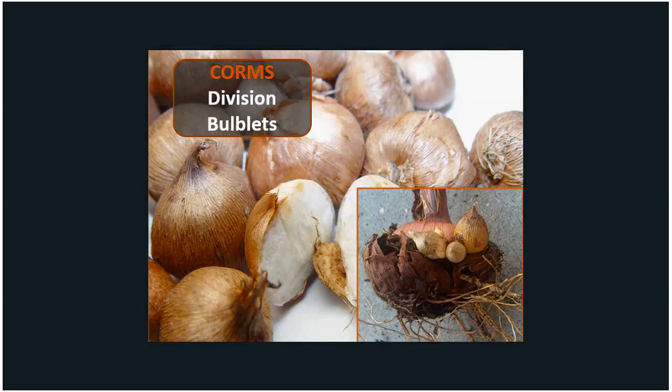You can go ahead and divide those. If they aren't producing those and you don't know why, maybe you should make sure that you have a richer soil, add organic matter, add compost, and make sure you don't cut them down too soon after blooming.